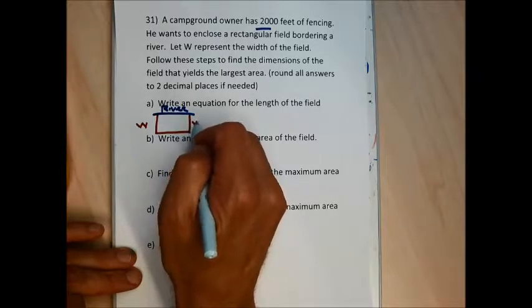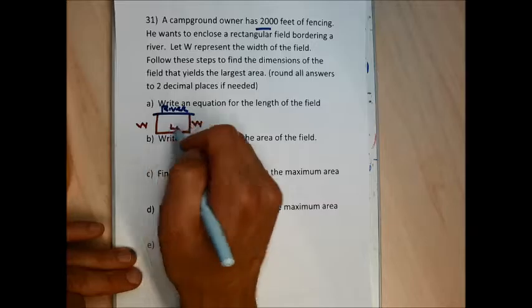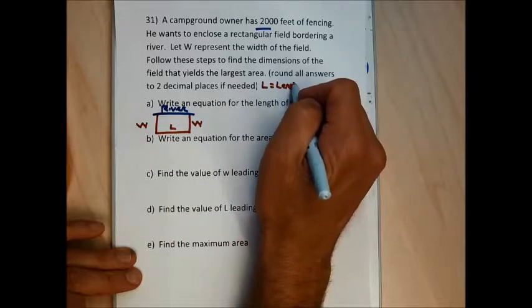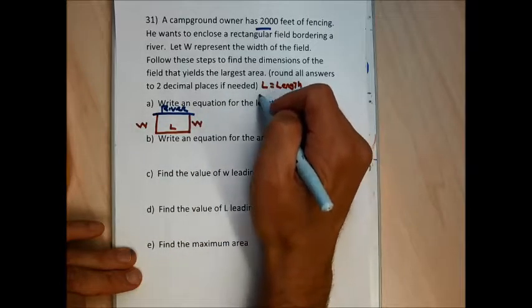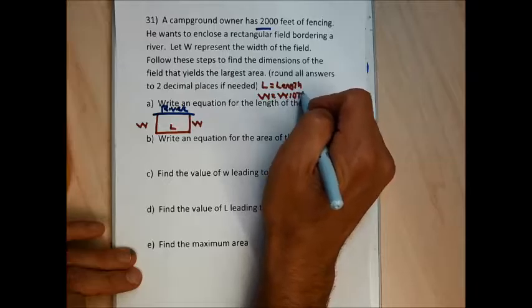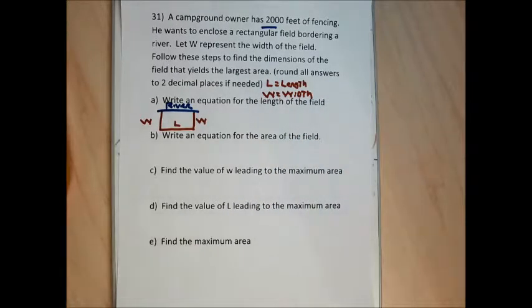2 of the sides we're going to call W, that stands for width, and 1 we're going to call length. So the L for this is going to be the length of the field that we're building. It's the side parallel to the river. And the W is going to stand for the width. You'd get the same numbers if you switched my W's and L's, and that would be fine. But this is what we've done for all the problems, so I'll be consistent.